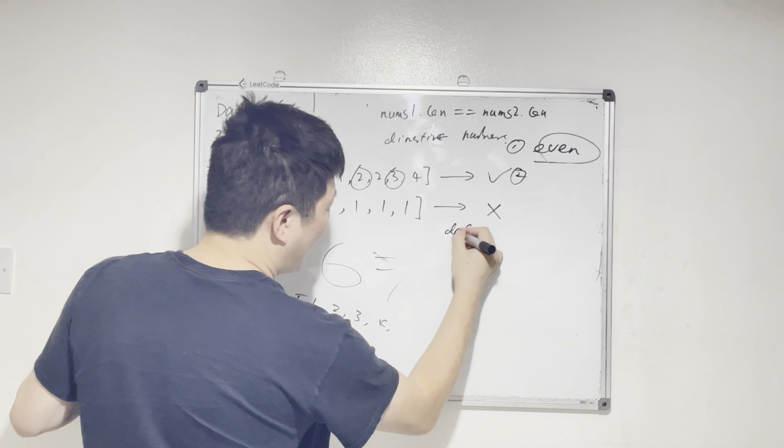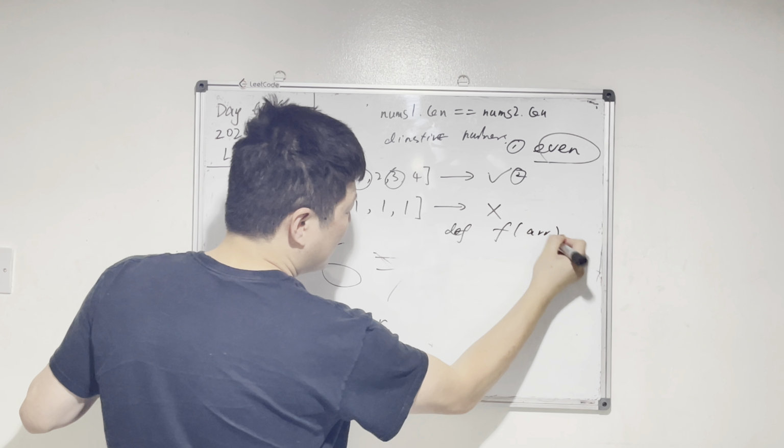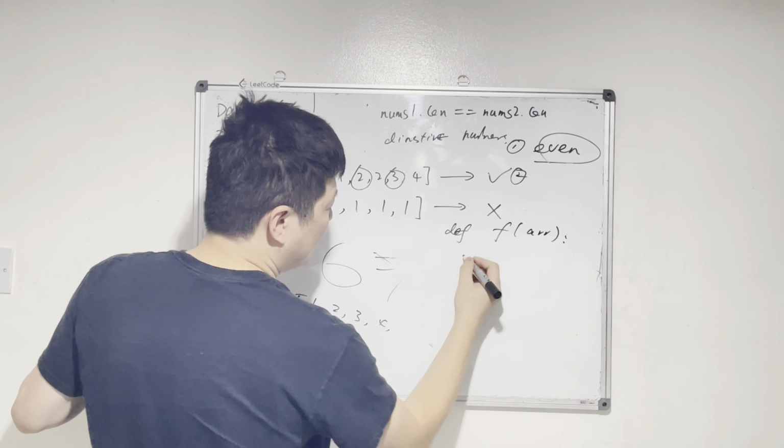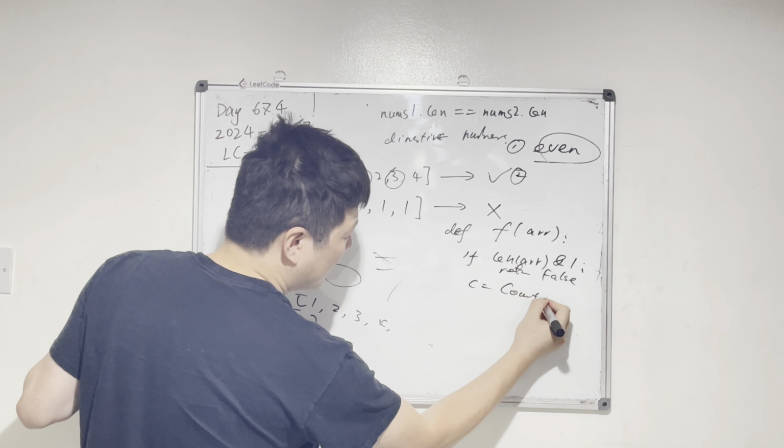Define f array. If the length of the array is an odd number, n modulus 2 equals 1, then we return false, right? Because there's no way to split the array which has an odd number of elements into two equal parts. Okay, and now we use the counter. C equals counter of array.